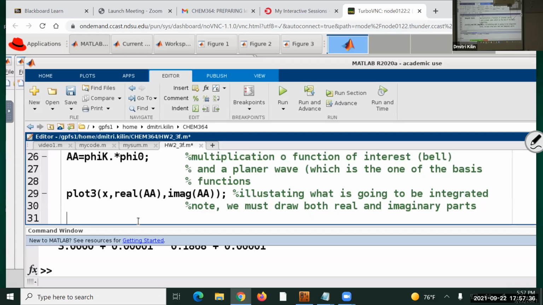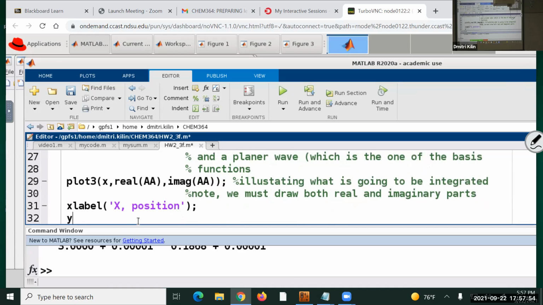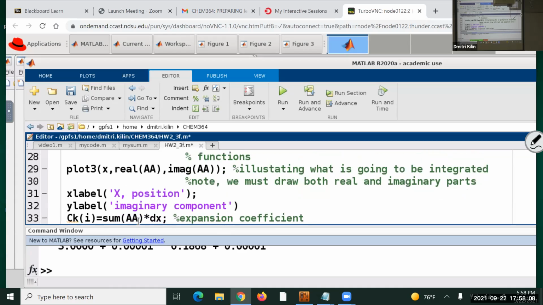One can also put additional comments like label, x label, x comma position, y label, imaginary component. Z label, not imaginary, it's real. Imaginary component.